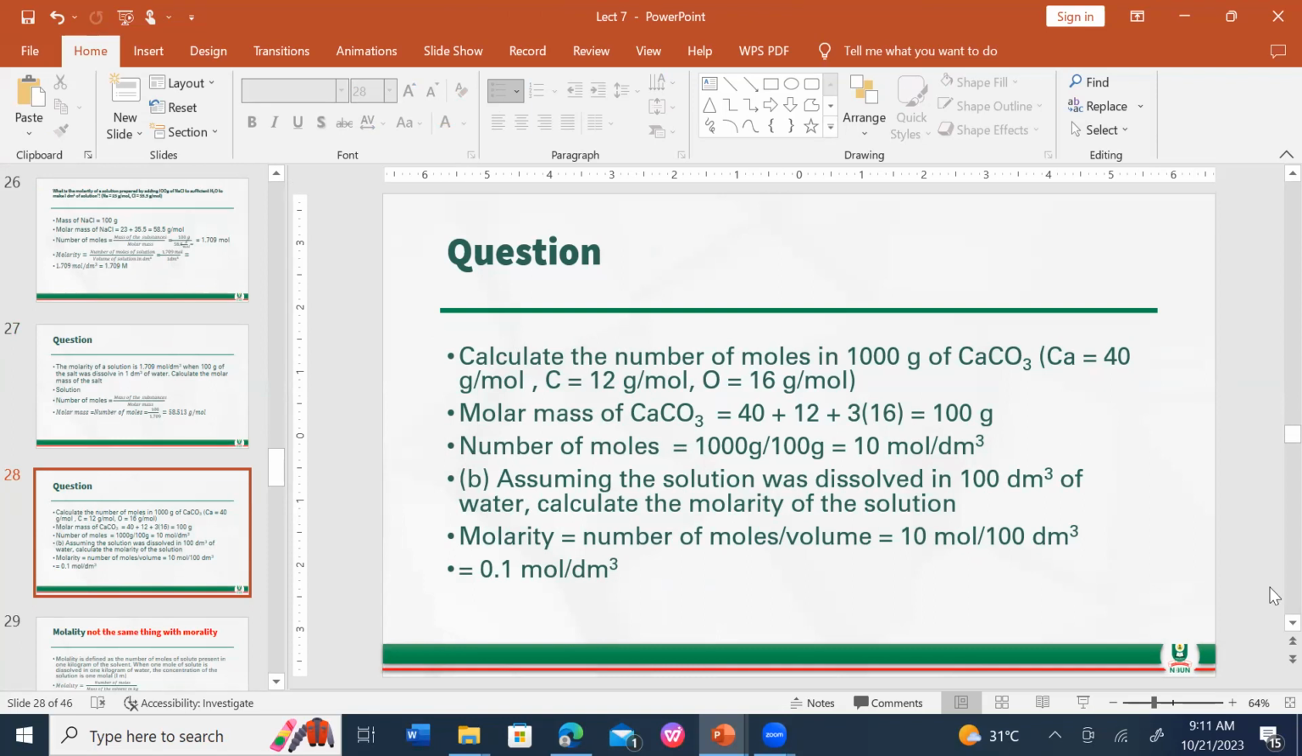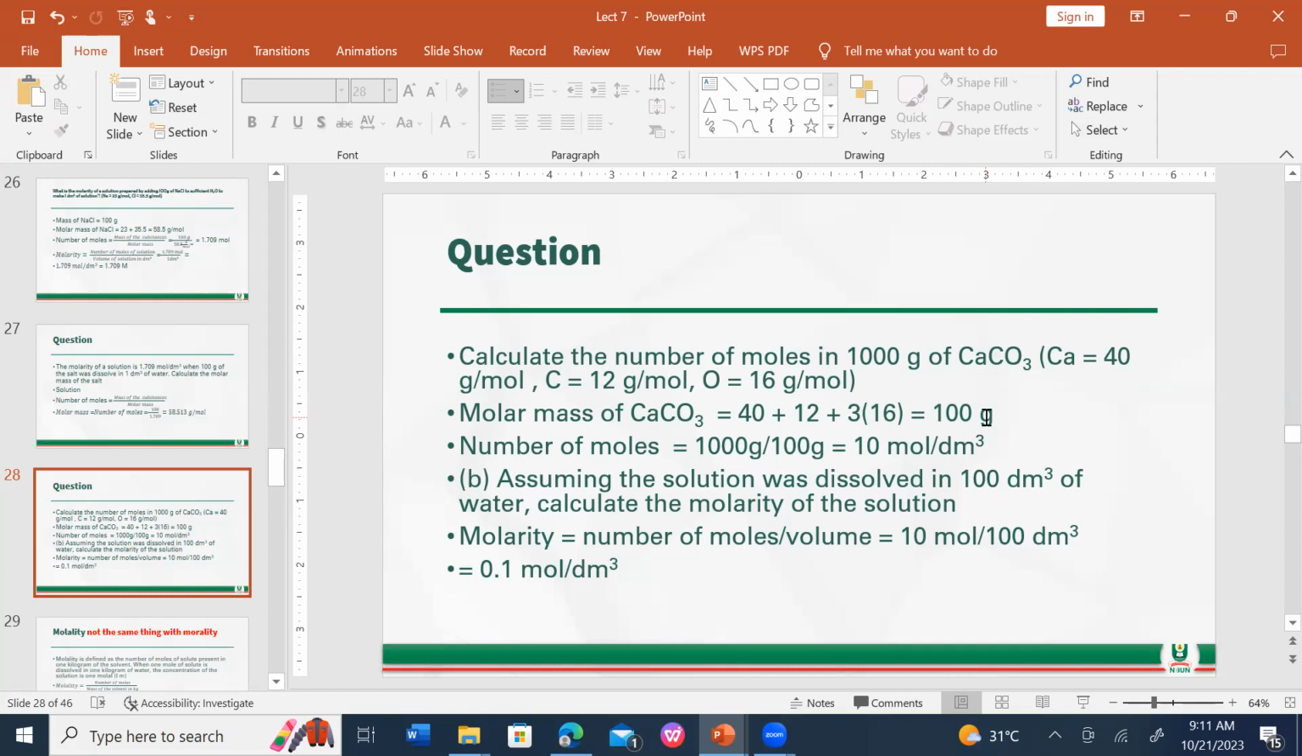So now, question: calculate the number of moles in 1,000 grams of calcium trioxocarbonate. Calcium is 40 grams per mole, carbon is 12 grams per mole, oxygen is 16 grams per mole. How do you calculate that? First of all, find the molar mass of calcium carbonate. That will be the molar mass of calcium plus carbon plus 3 times the molar mass of oxygen. That will be 40 plus 12 plus 3 times 16, that's 48. So that gives you 100 grams. So that means the molar mass of calcium trioxocarbonate is 100 grams per mole.